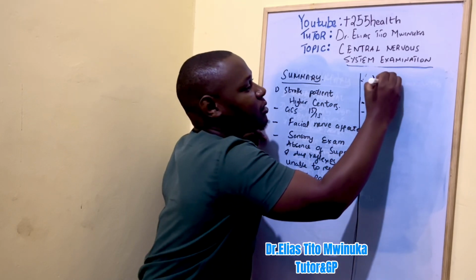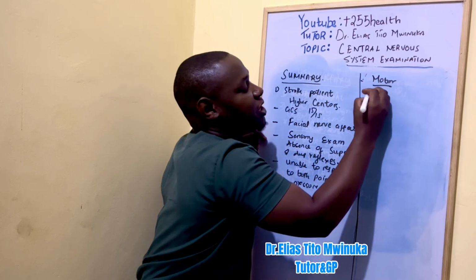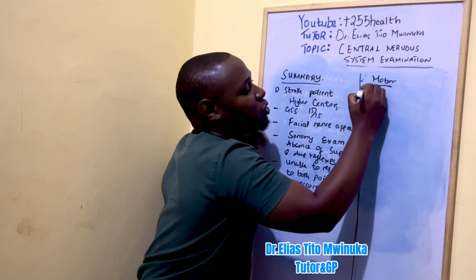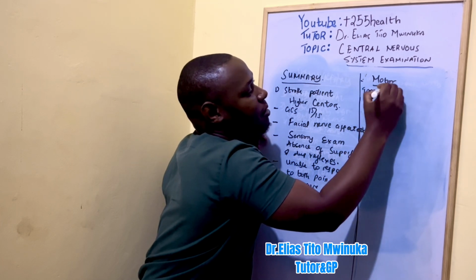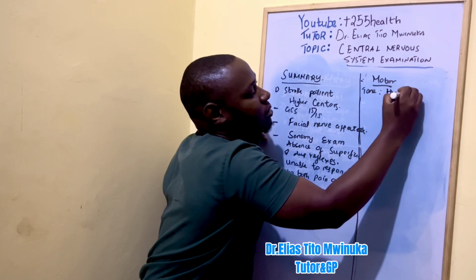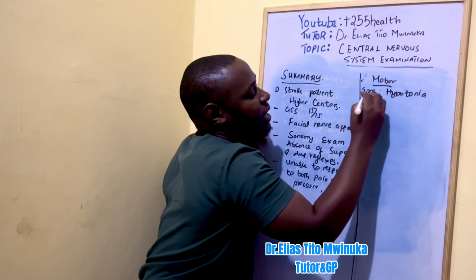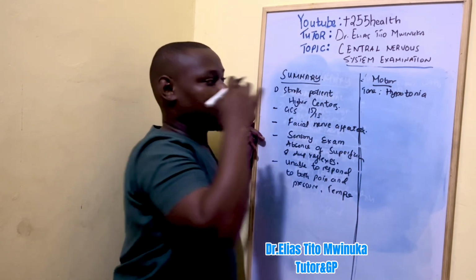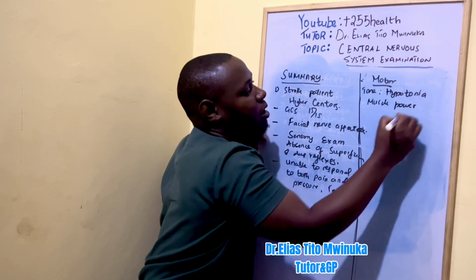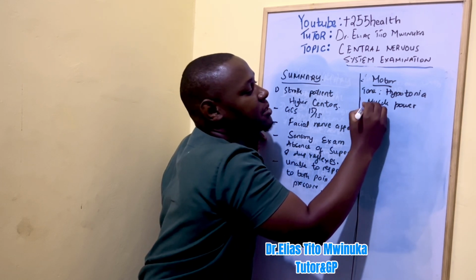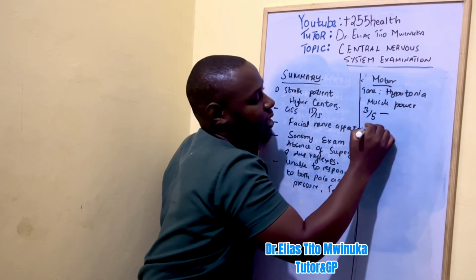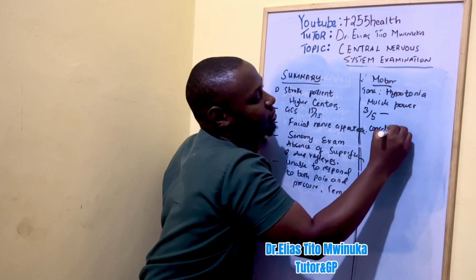Going to the motor part, you find that the patient was affected in the muscle tone. There was hypotonia and normal muscle bulk, but also muscle power was affected. On both lower limbs, the muscle power was 3/5, you see. And then I finally finish with coordination and gait.